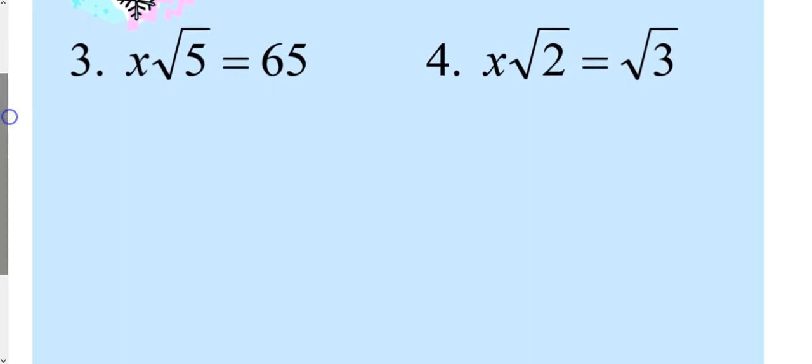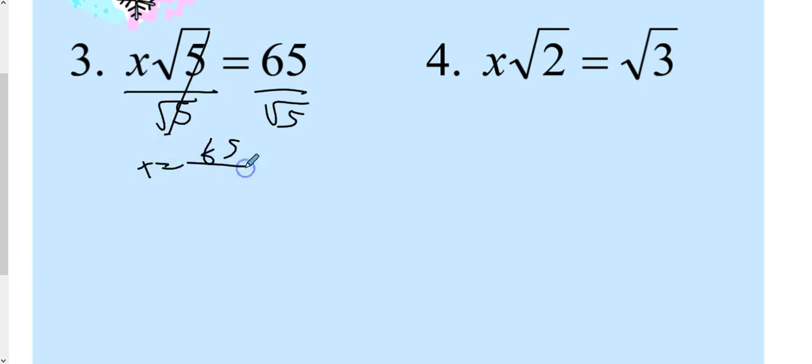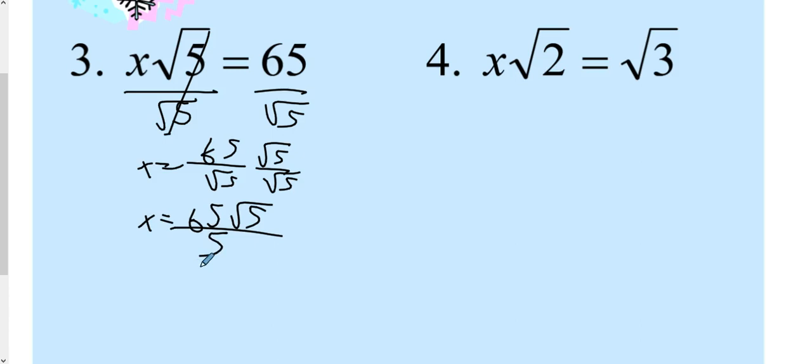All right, same concept here. We're going to start off by getting rid of what is attached to the x, which happens to be a radical. No big deal. X equals 65 over the square root of 5. Now, we need to multiply by radical 5 over radical 5. On the top, we end up with just 65 times that radical. And at the bottom, we just end up with a number underneath the radical. And the only thing we need to do here now is simplify and divide 65 by 5. And get 13. So x is equal to 13 times the square root of 5.